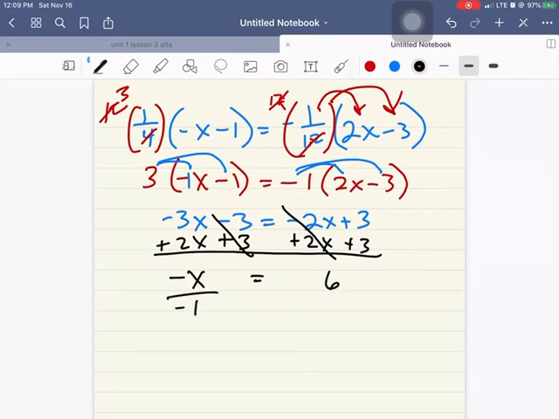And then I want to isolate my variable. Remember, there's still a negative 1 in front, so we want to divide everything by negative 1. So I'm going to get x equals a negative 6. Okay? And I'll do the practice on another video.